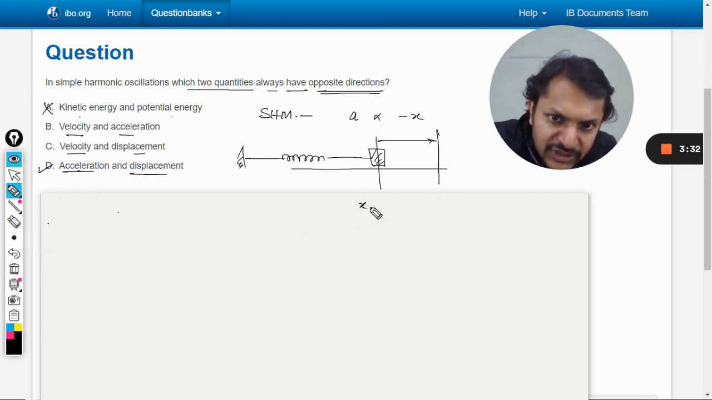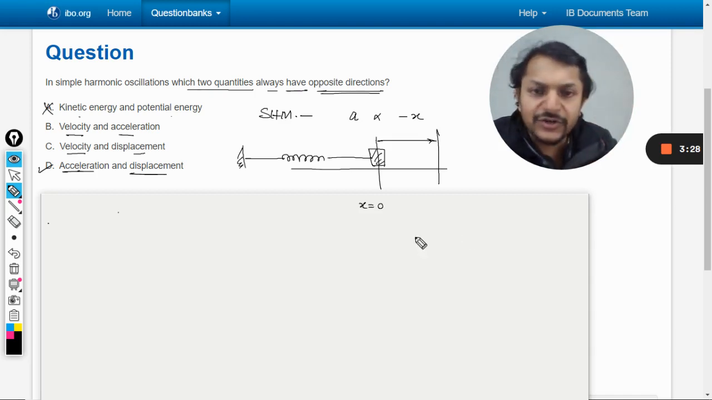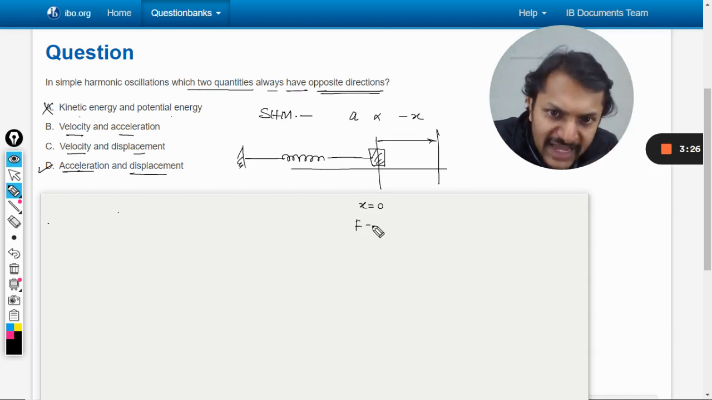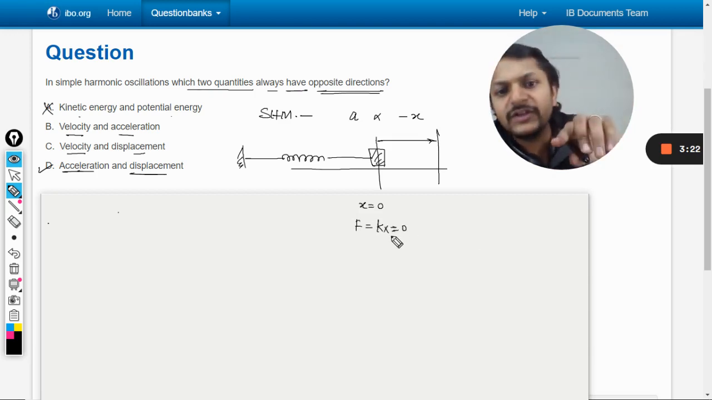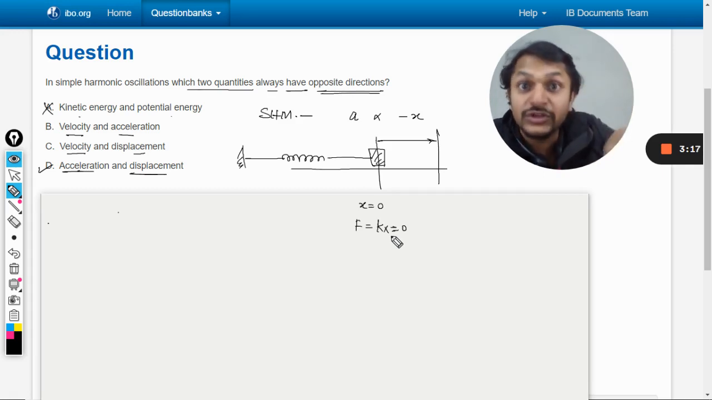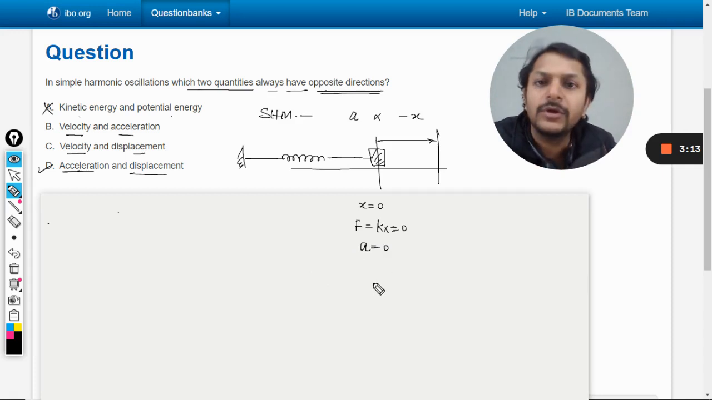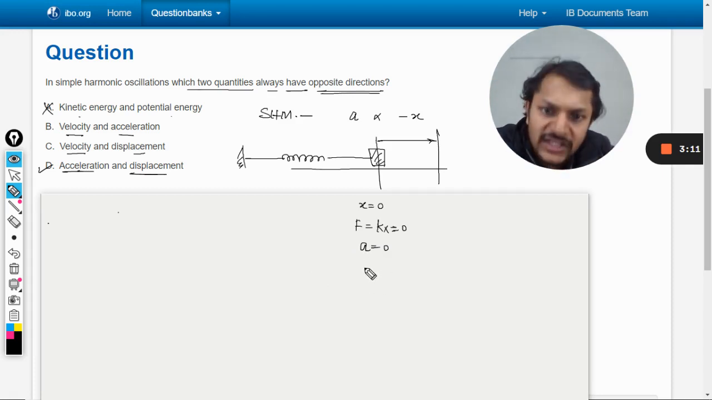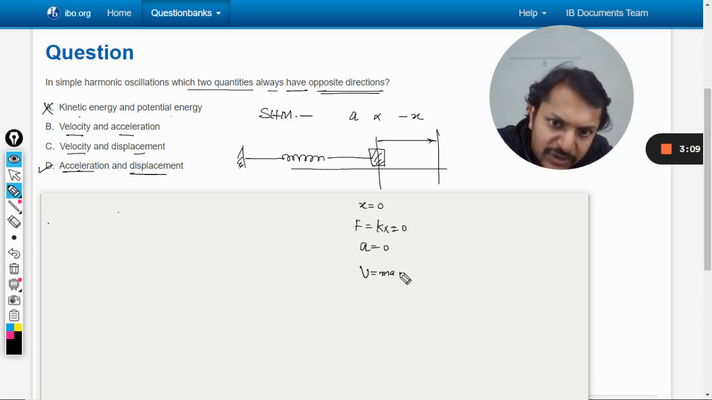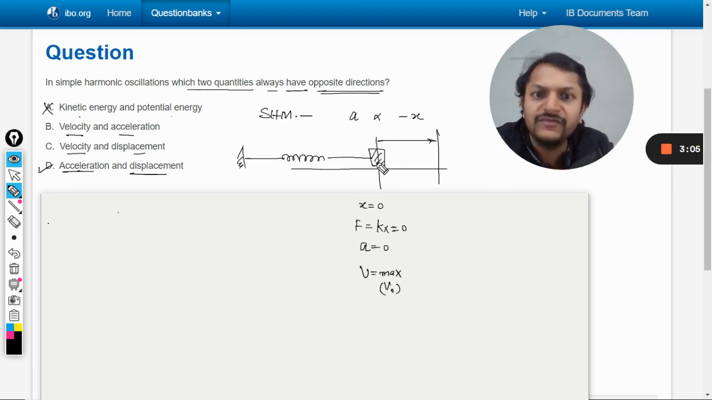At the mean position, the displacement is zero. When the displacement is zero, the restoring force, that is F equal to kx, becomes zero. If the restoring force becomes zero, obviously the acceleration of the body, which was due to the restoring force, will also become zero. But what about the velocity? The velocity here attains the maximum value, that is V naught. So the velocity will be maximum at the mean position.